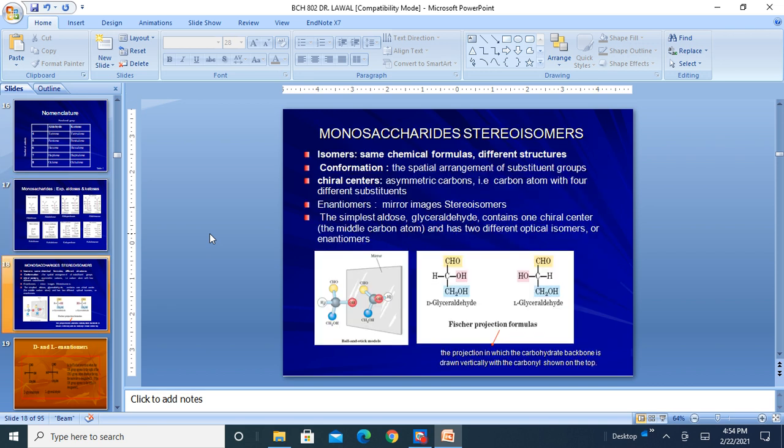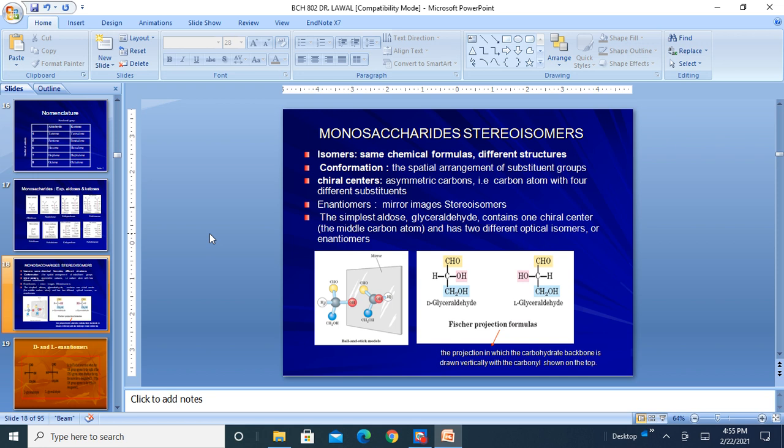And now the monosaccharides have the ability to exist as isomers, whereby they have the same chemical formulas but different structures. The spatial arrangement of substituent groups confers on them what you refer to as the stereoisomeric forms. Now, chiral centers are asymmetric carbons found within sugars. The number of chiral centers is related to the number of possible stereoisomeric forms that could be obtained. Enantiomers are mirror images of stereoisomers, in the sense that they are non-superimposable mirror images.